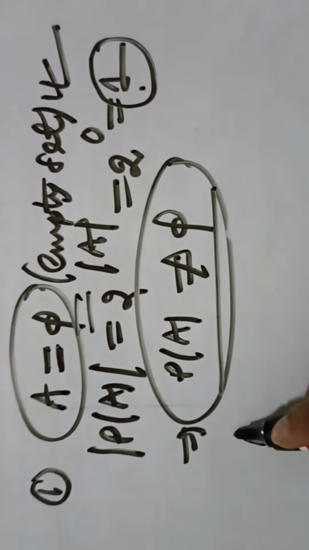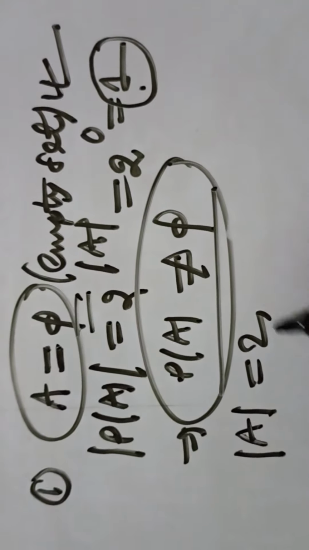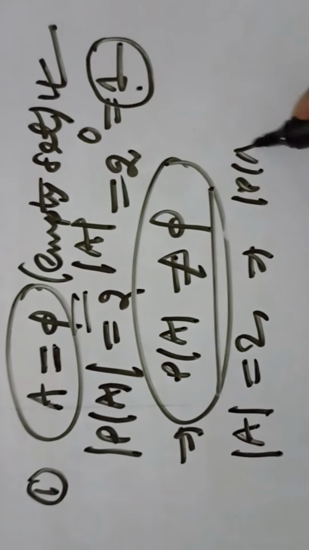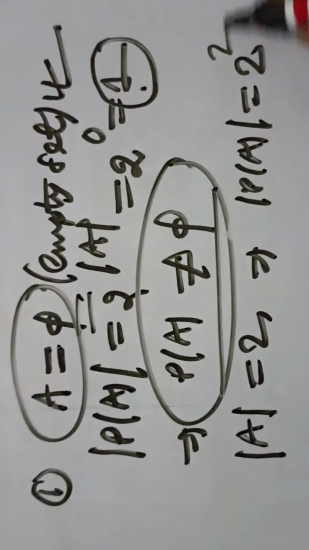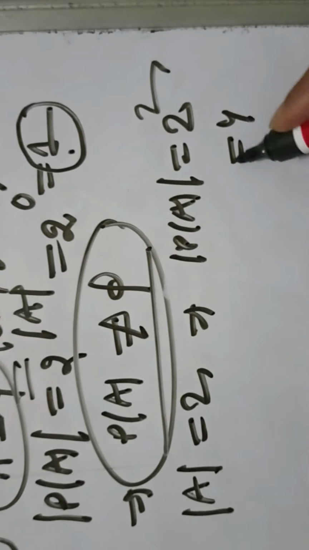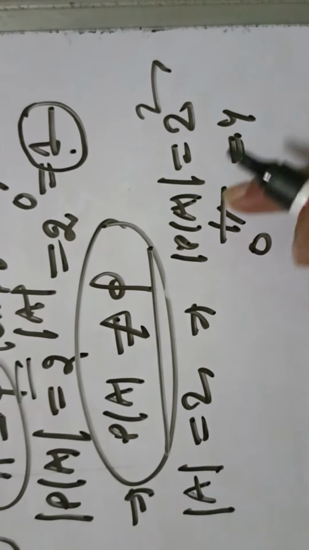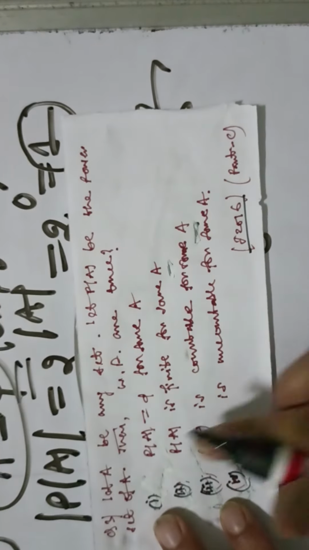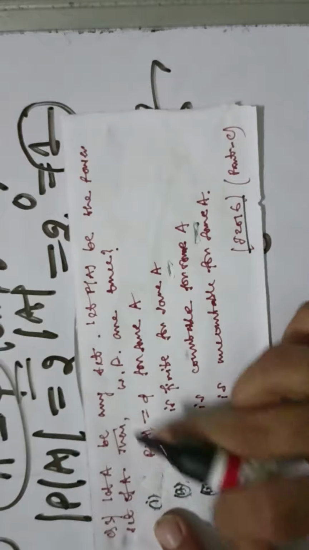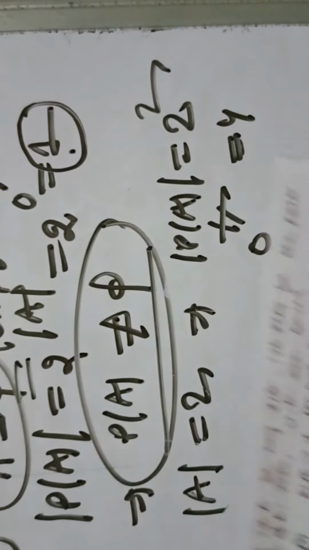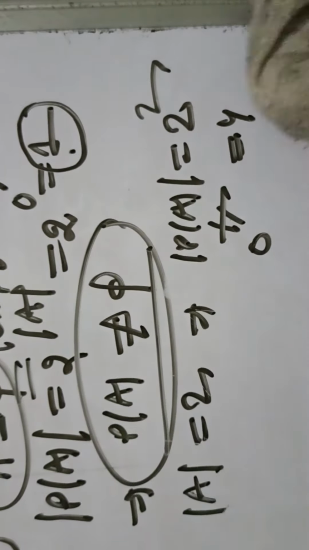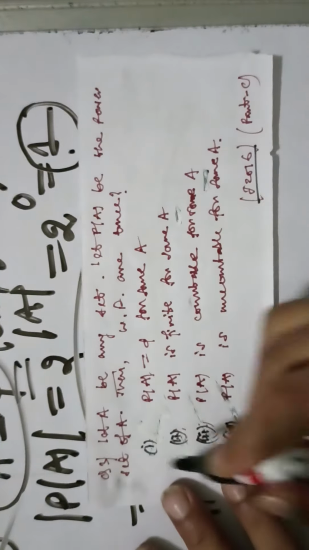So if A has, suppose, 2 elements, then its cardinality will be 2 to the power 2, which is 4. So it's never 0. If the power set were empty for some A, then the cardinality of the power set would be 0, but that's not possible. Power set cardinality is never 0. So option 1 is incorrect.